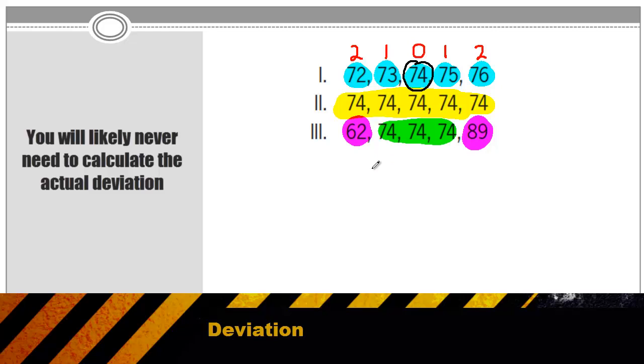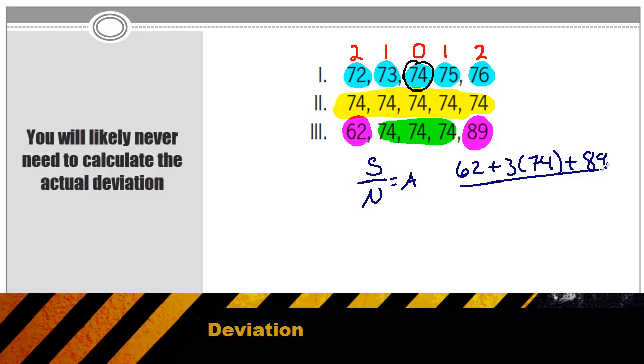So our equation for the mean of the set, or the average, is going to be our sum divided by the number. That's our average. Or in this case, the sum is 62 plus 3 74s plus 89. And then I'm going to divide that by 5. When I simplify, I get 373 divided by 5, or I get an average of 74.6.